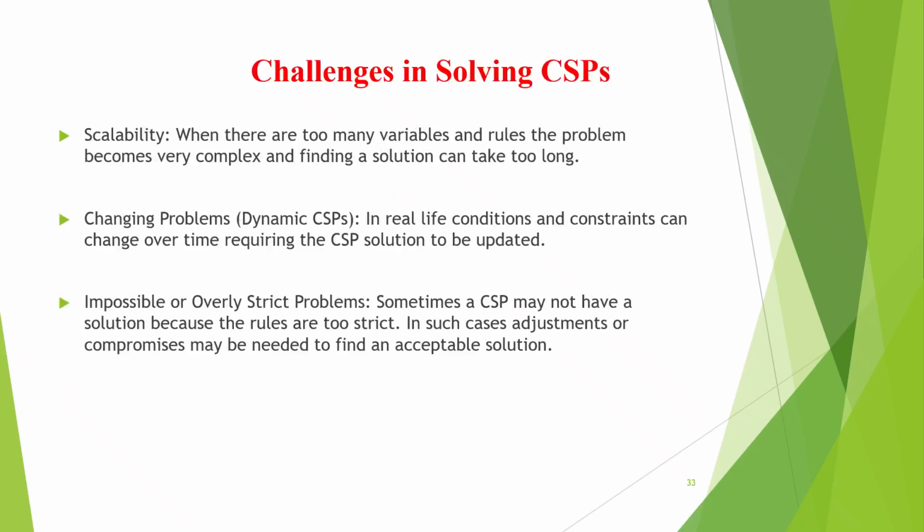Challenges in solving CSP. Scalability: when there are too many variables and rules, the problem becomes very complex and finding a solution can take too long. You can solve it, but it will take more time. Changing problems, dynamic: in real life, conditions and constraints can change over time, requiring CSP solutions to be updated. Impossible or over-strict problems: sometimes a CSP may not have a solution because the rules are too strict. In such cases, adjustments or compromises may be needed to find an acceptable solution.